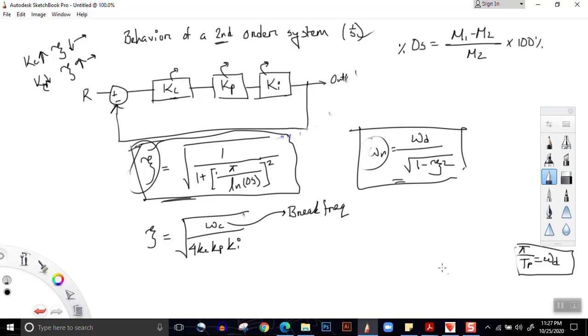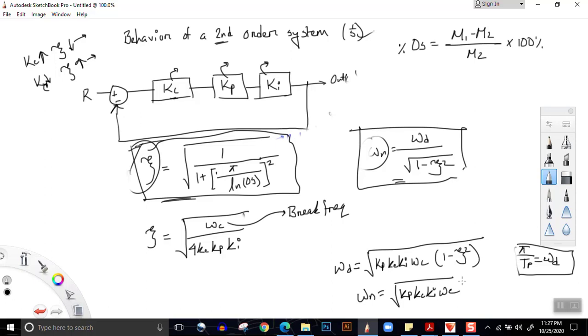In a similar way, we can find that omega d, the damping frequency, is equal to root over Kp Kc Ki omega c, which is the break frequency, times root over 1 minus zeta square. And omega n would be equal to root over Kp Kc Ki omega c. So by using these formulas, we can determine omega n, omega d, and zeta. Using these plant parameters, we can define the overshoot that it will have, and the frequency response.